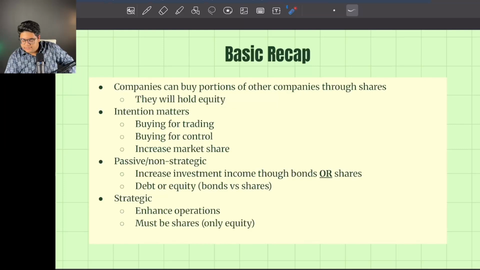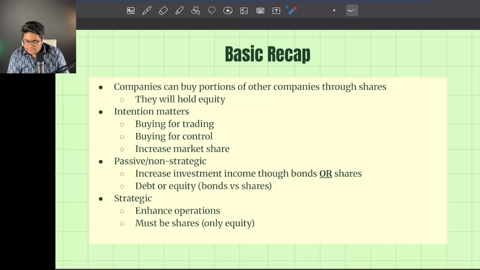There are two kinds of purchases. There's either passive, which is also called non-strategic. So you do this by increasing your investment income through bonds or shares. So this is either debt or equity. So you can either buy bonds or buy shares of a corporation, and this is passive income.